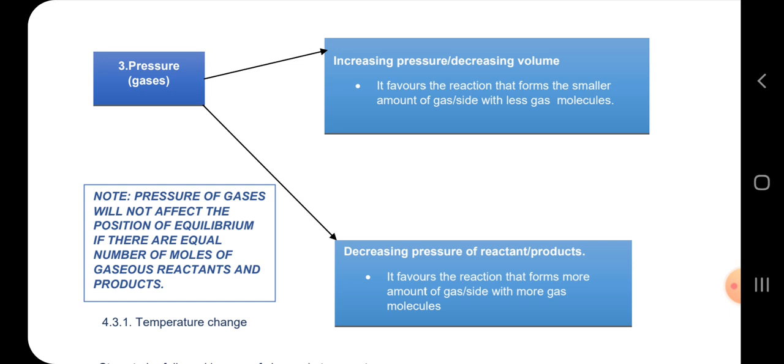So pressure of gases will not affect the position of equilibrium if there are equal numbers of moles of gases in the reactants and products. So if the number of moles is the same on the left hand side and the right hand side, the equilibrium will not be affected. Moles are the coefficients.